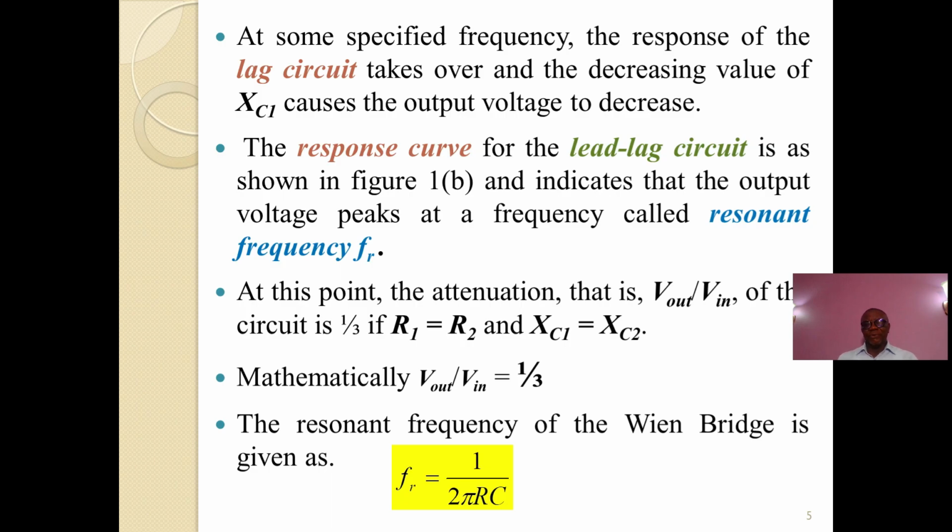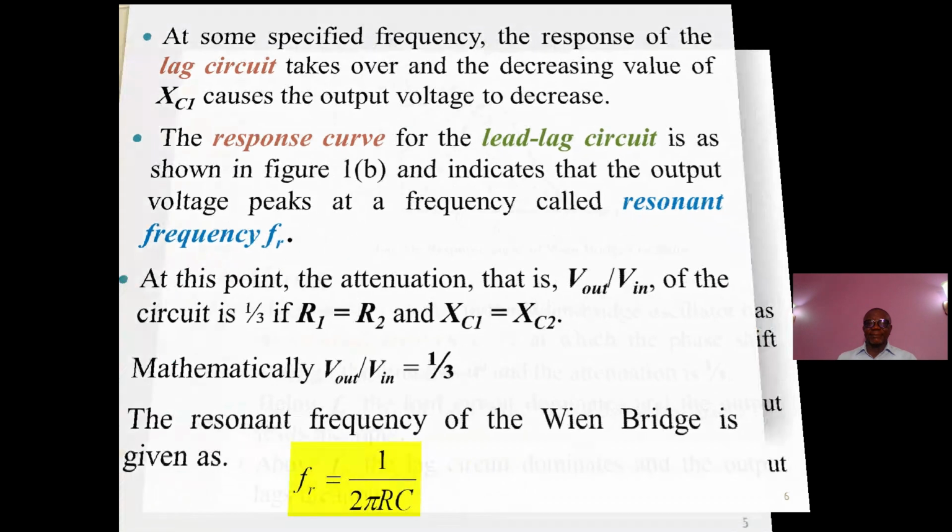And we know from what we have said, when R1 is equal to R2 and C1 is equal to C2, then the output ratio becomes 1 over 3. And it is that decrease in the output that is called attenuation, represented by the letter beta.